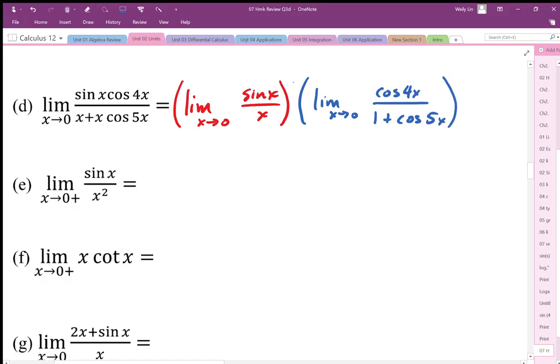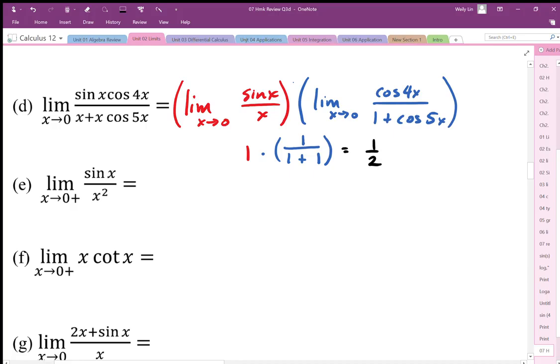So we can evaluate the limit of sine x over x, that's equal to 1. When we evaluate the limit of this portion here, we have times the cosine of 4 times 0, which is cosine of 0, that's 1, plus 1, plus cosine of 5 times 0, which is cosine of 0, again 1. So when I work this out, the limit ends up being equal to 1 times 1/2, or just 1/2.